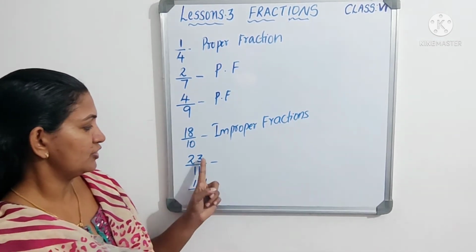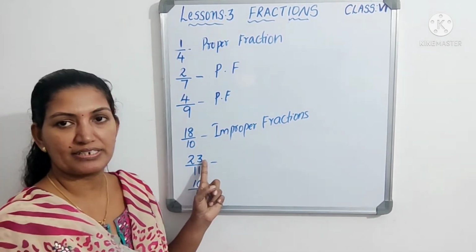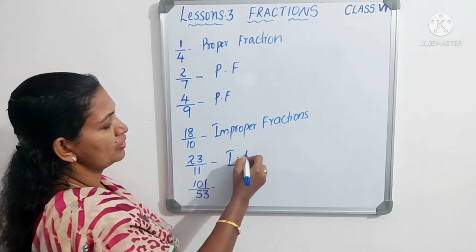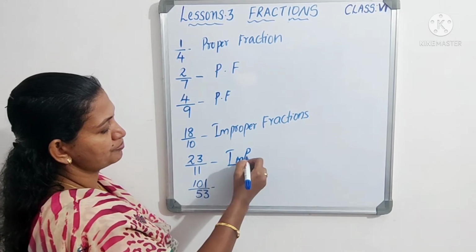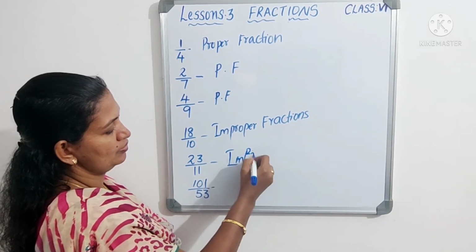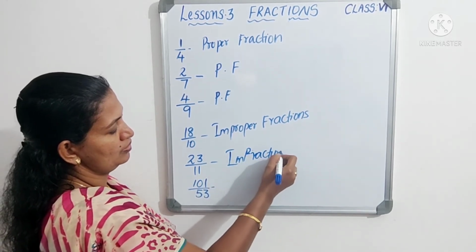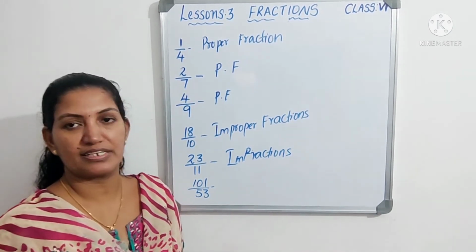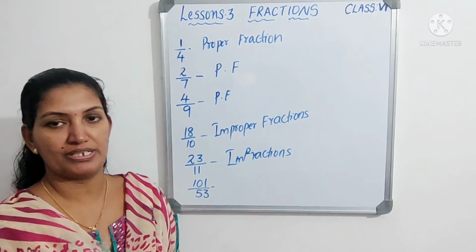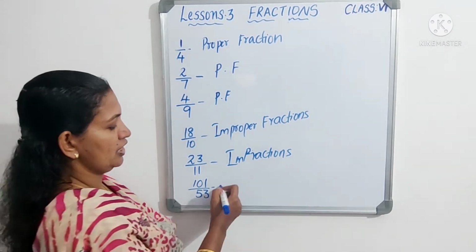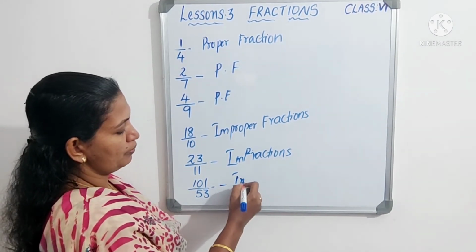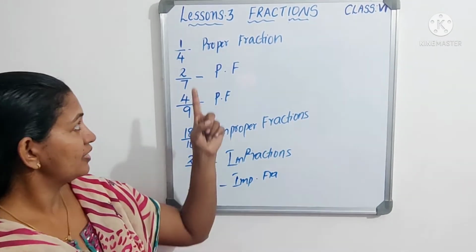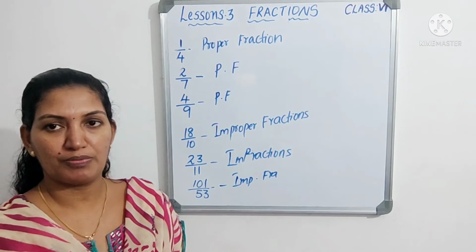Next, 23/11. Here also the numerator is big and the denominator is small. So this is also an improper fraction. Next, 101/53. Here also the numerator is big and the denominator is small. So this fraction is also an improper fraction. So now we have studied what proper and improper fractions are.